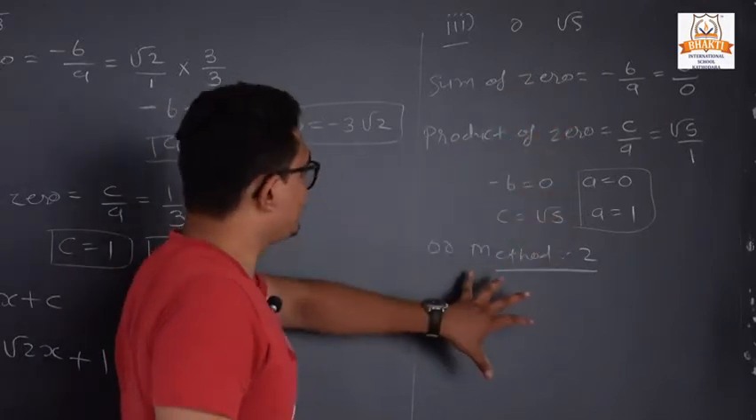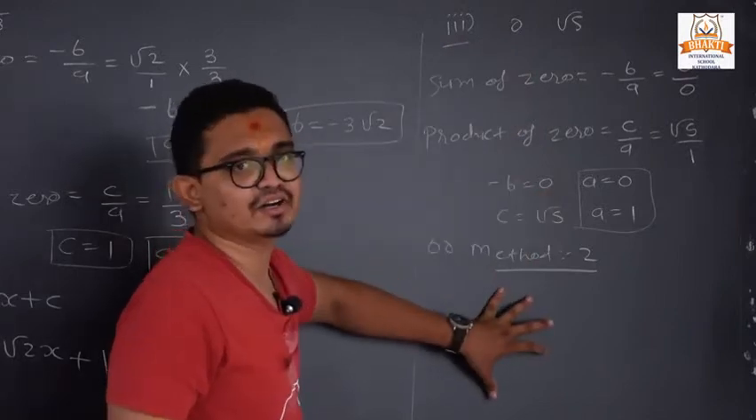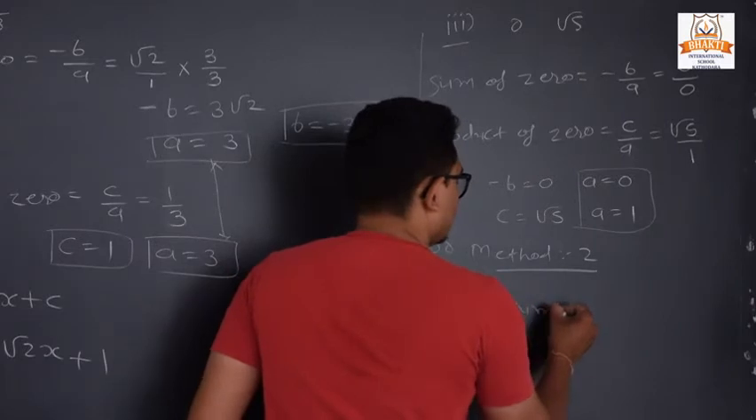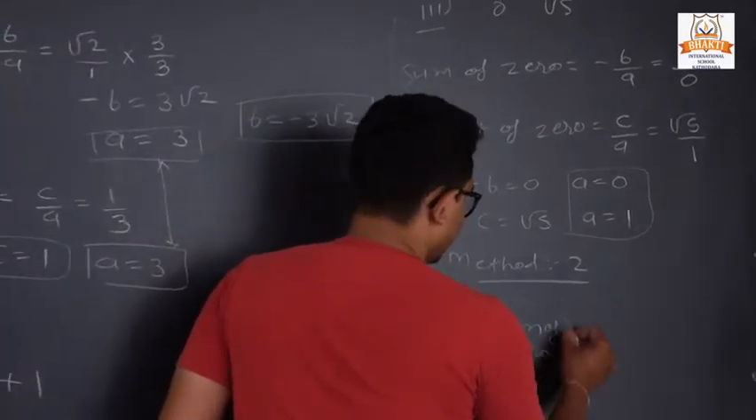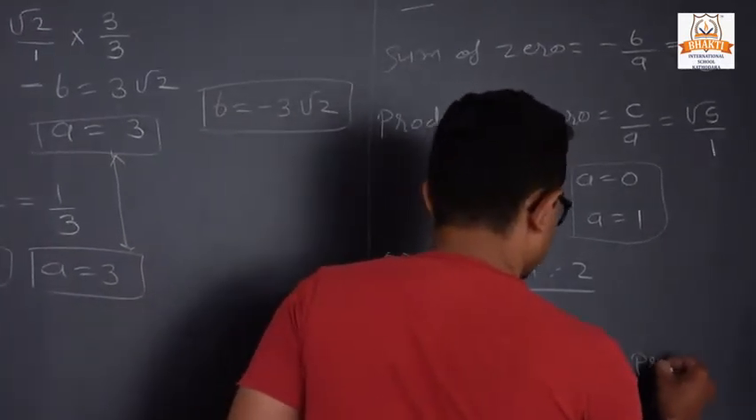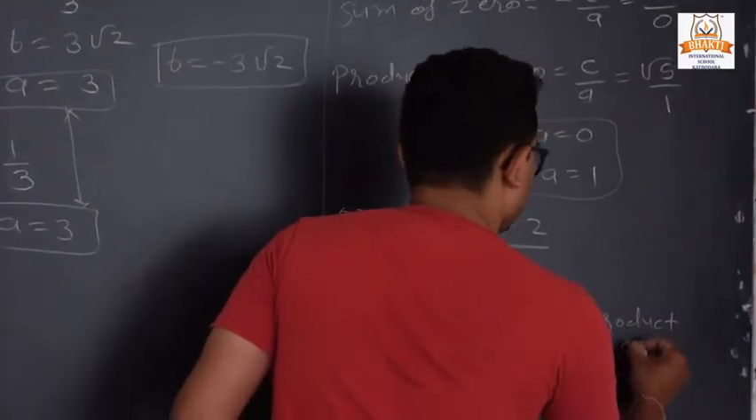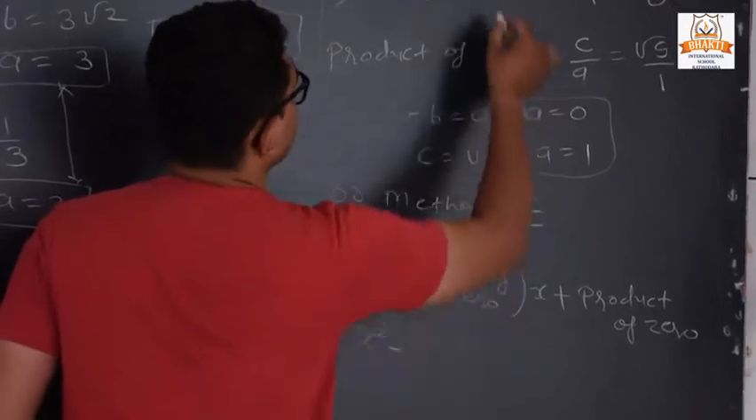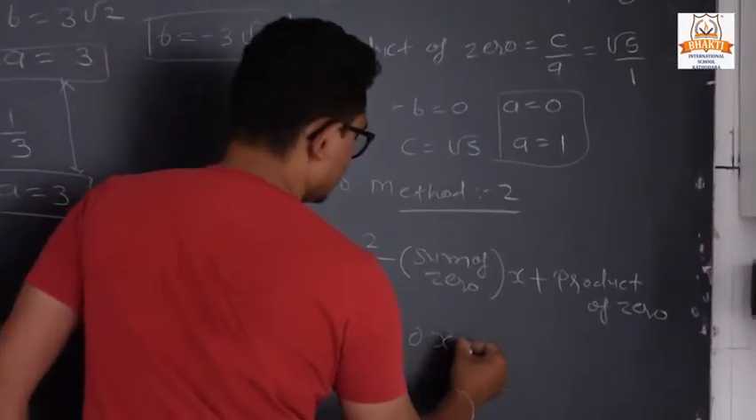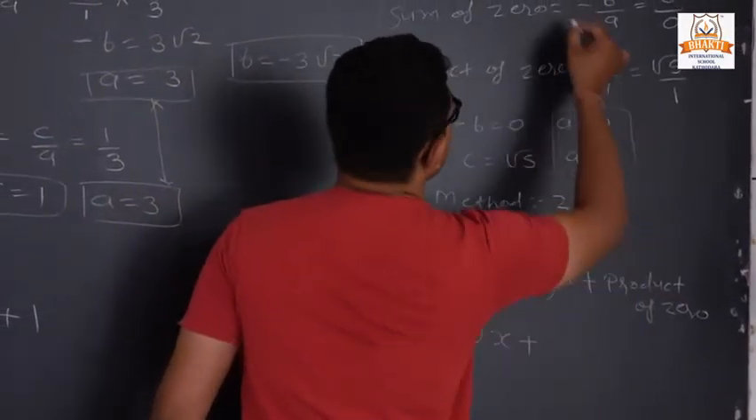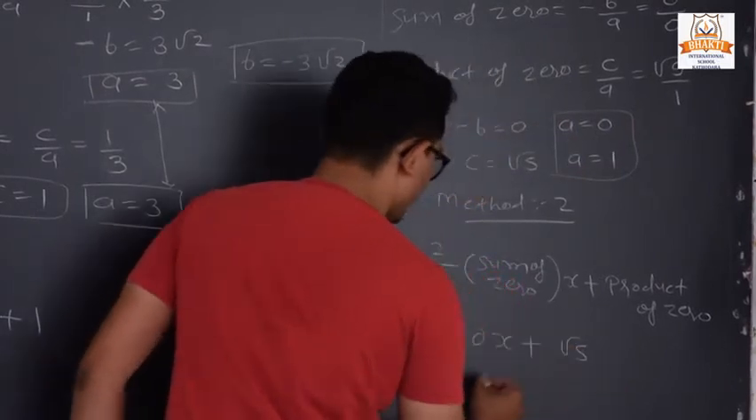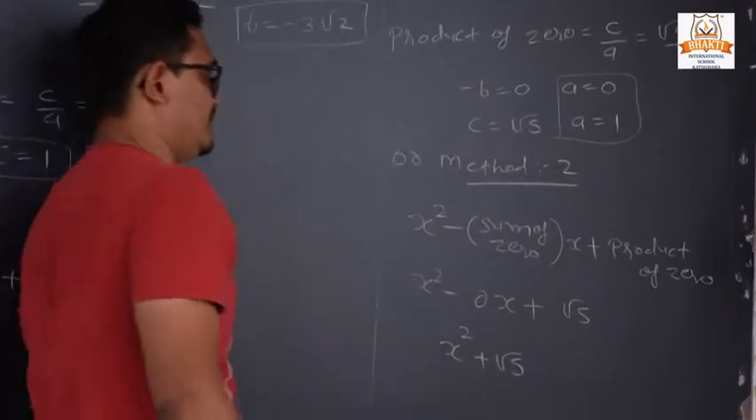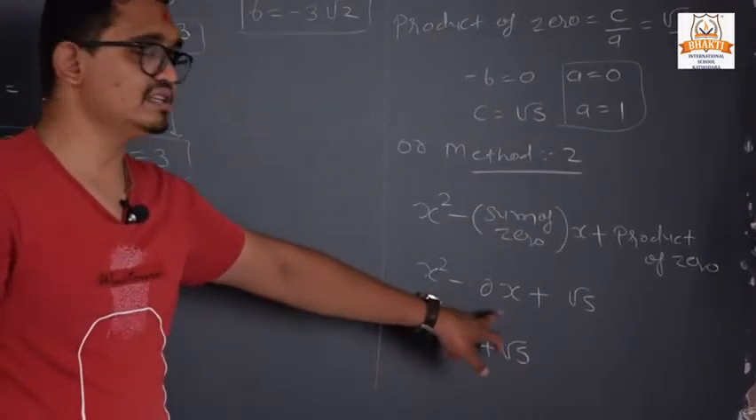We can directly perform that sum by using method number 2. We can directly use the formula x square minus sum of zeros into x plus product of zeros. So x square, sum of zeros is given as 0, plus product of zeros is also given, it is root 5. So what is our equation? x square plus root 5. Here the middle term is missing.